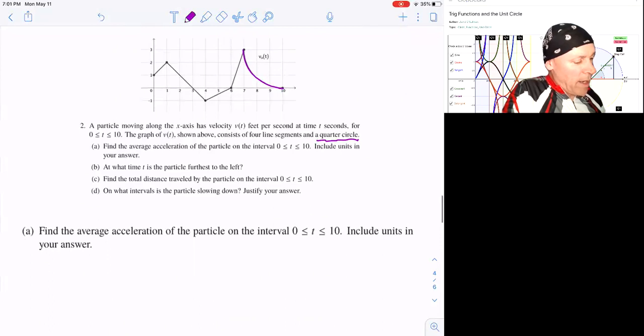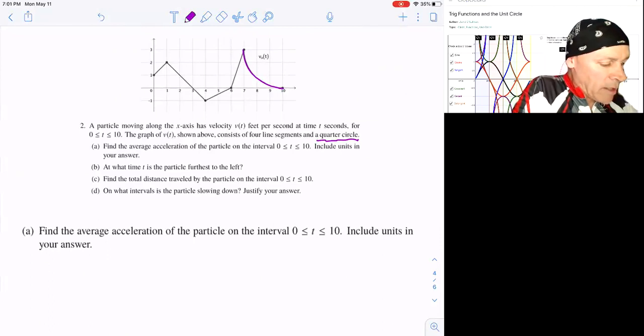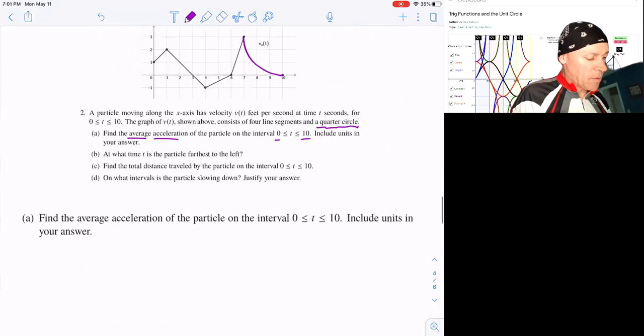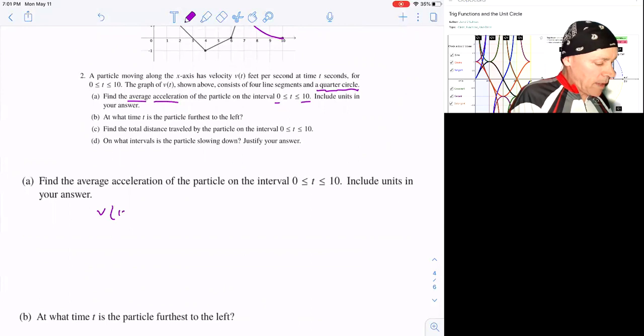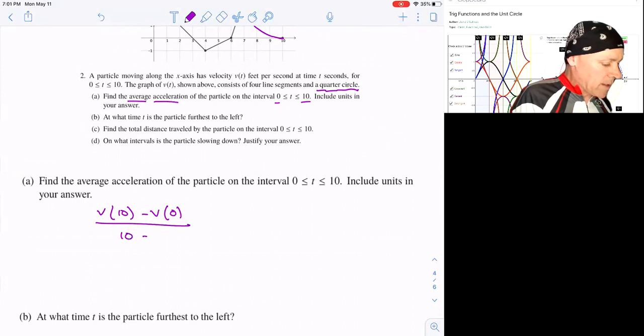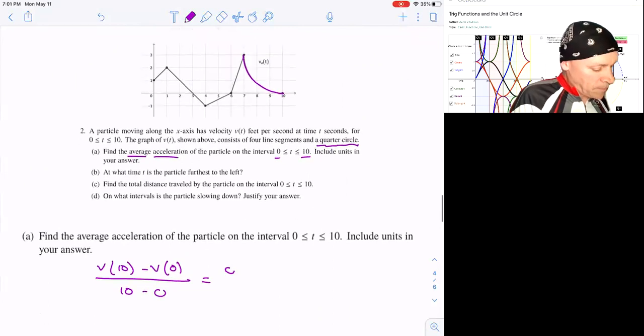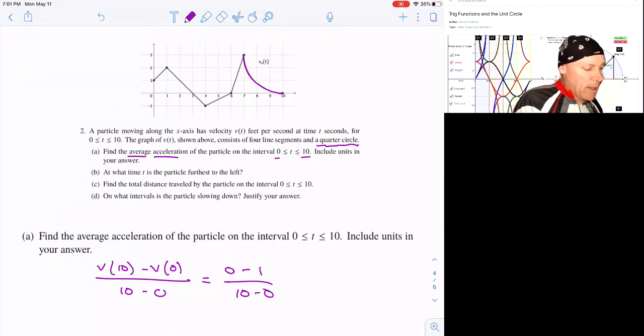Okay, part A, find the average acceleration of the particle on the interval from 0 to 10. Include units in your answer. Okay, well, I know average acceleration is really going to be v of t minus v of 0 over 10 minus 0. So now I'm just pulling values off my graph. v of 0 is 1. So 0 minus 1 over 10 minus 0. I'm going to leave that. That's a numeric answer. And now I need my units.